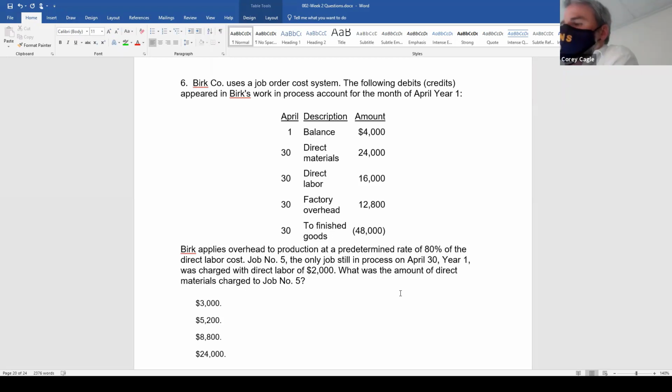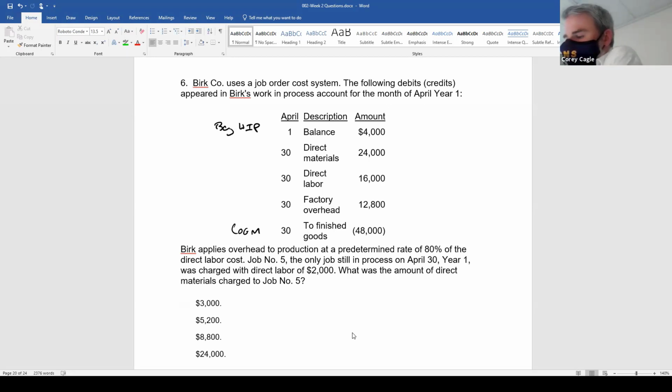All right, so reading from the top, this company uses job costing. Here's what appears in their work in process account. So this is a different format of saying, here's our beginning work in process. There's our materials, there's our labor, there's our overhead, and this is our cost of goods manufactured, right? Went to finished goods. Why else would it go to finished goods? Manufactured is done.